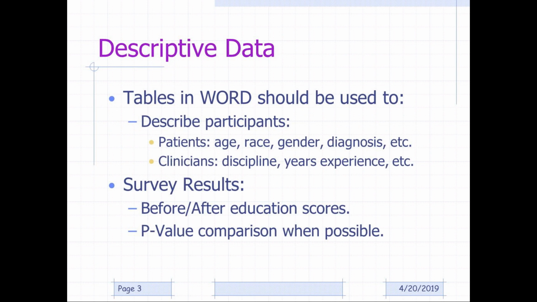Tables and words should be used to describe the participants' patient age, race, gender, diagnosis, or clinician discipline, year or years of experience, or other characteristics or demographics. And then also for survey results, before and after education scores, or p-value comparisons when possible between the before and after scores on each question asked.